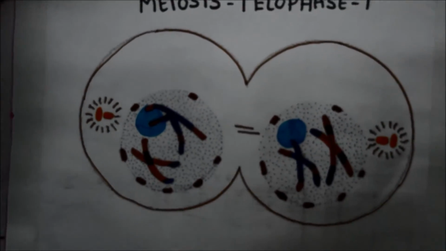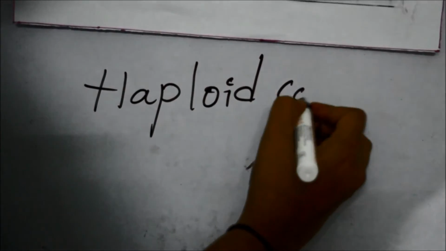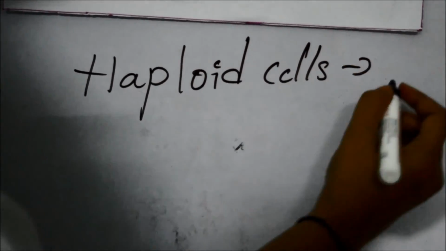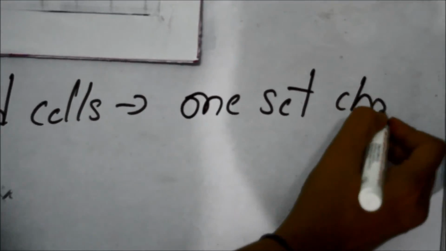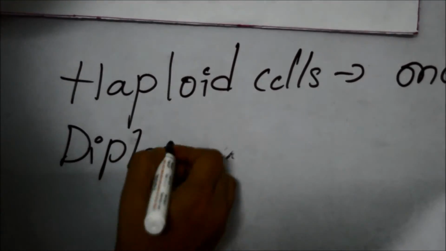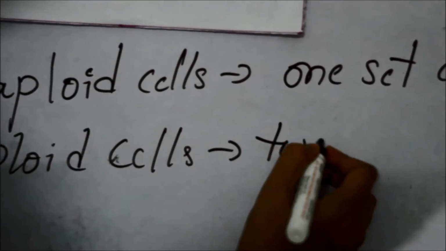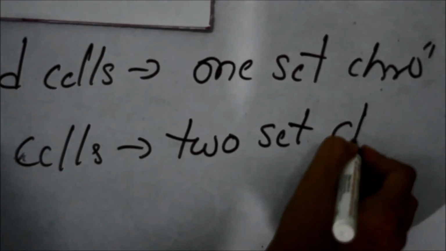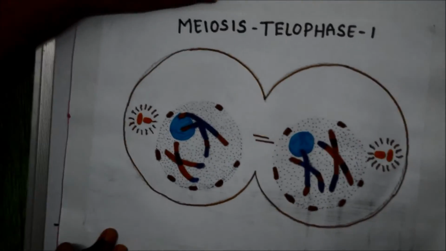These two daughter cells we can call haploid cells. Haploid cells means a cell with one set of chromosomes. Diploid cells means a cell with two sets of chromosomes. So by this stage, meiosis 1 is completed.